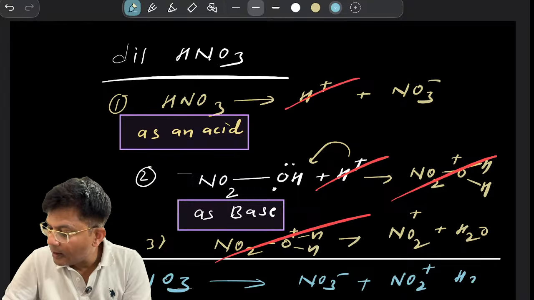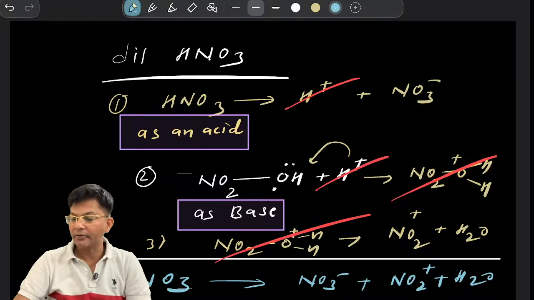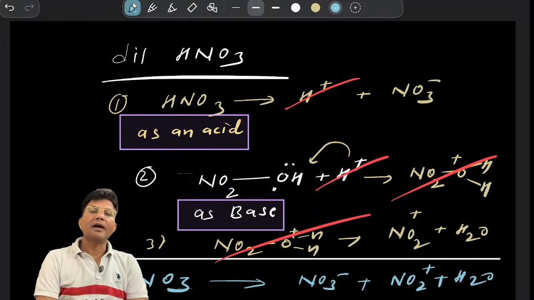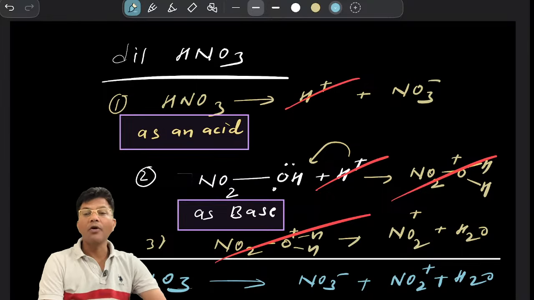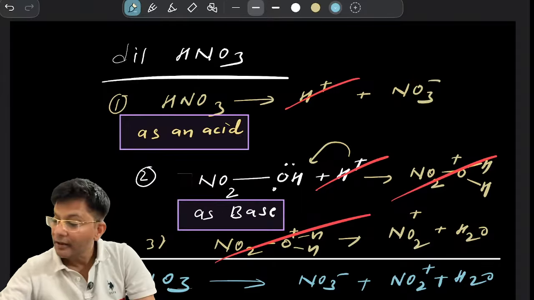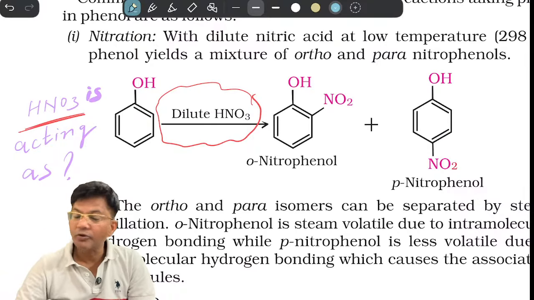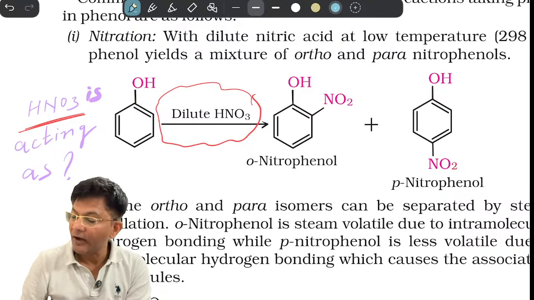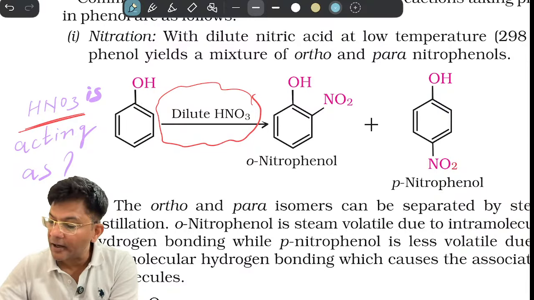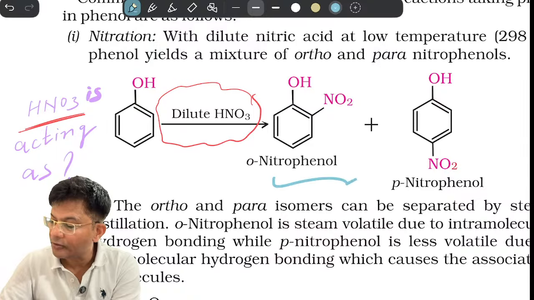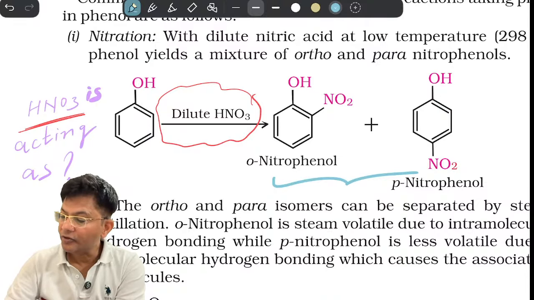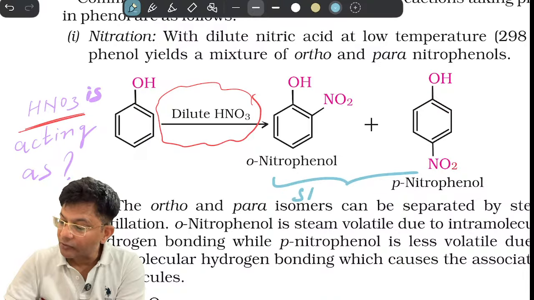Got it? So you got nitronium ion in this way. Nitronium ion has been produced. So if you are using dilute HNO3, then you will get orthonitrophenol and paranitrophenol. Both are isomers. What type of isomer? They are position isomers, structural isomers. Am I right?